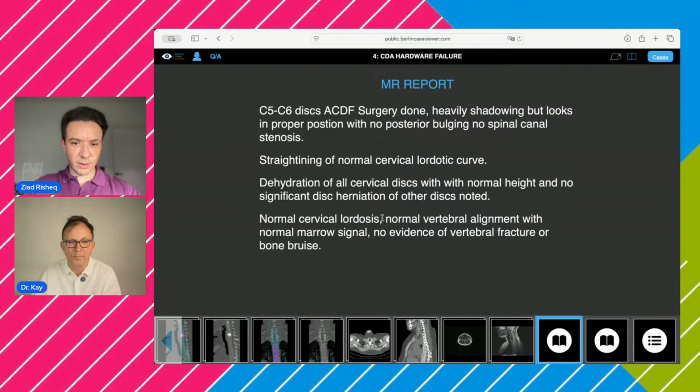So this is the MR report. I don't know if you agree with it. Did you see the case? Did you take a look at it? I relied completely on you because you know the case. The MR images? No, I didn't look at them.